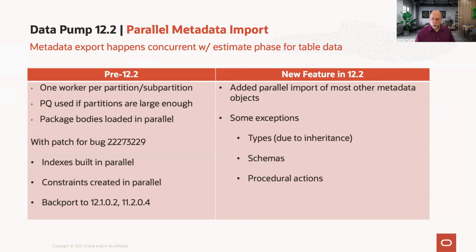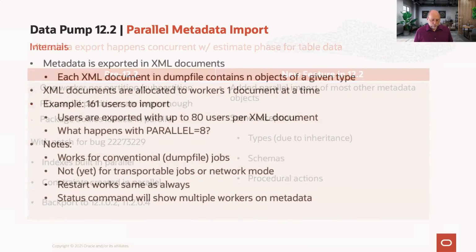not dependency ordering needed. And the types of metadata that require dependency ordering are things like types, because we have type evolution. Different versions of a type have to be imported in order. We have schemas because schemas do have dependencies between them. And then the procedural actions that are part of importing certain types like OLAP and scheduler jobs and so on have to be done serially.